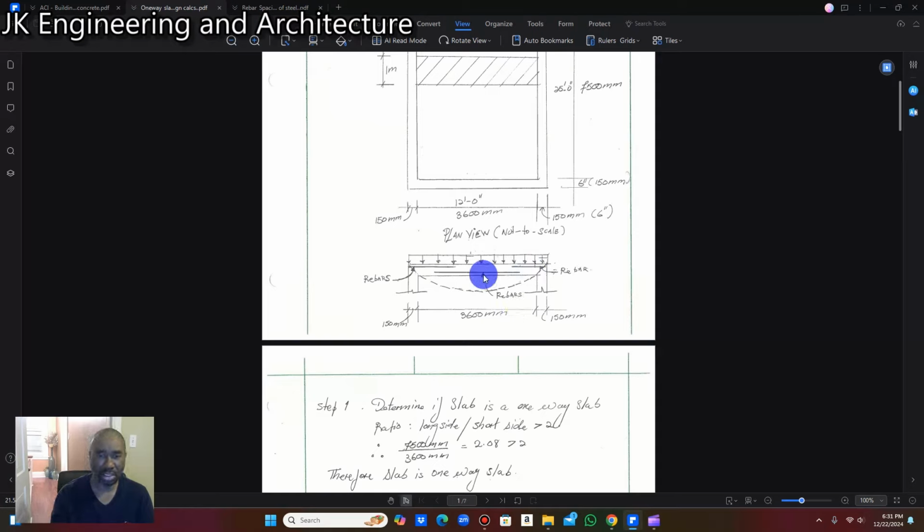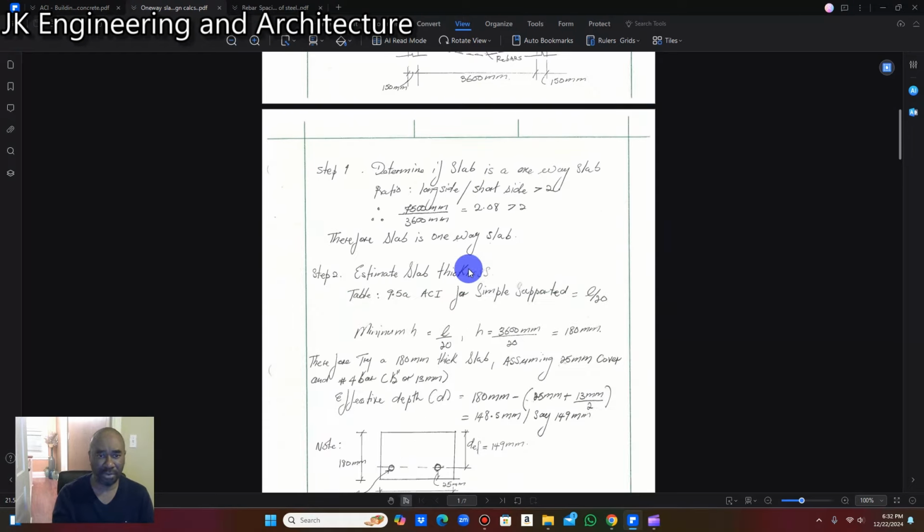When the uniform distributed load is spread over the slab, this is how it's going to behave. This arc line you see here, a sag, is how the slab tends to behave when it's undergoing a uniform distributed load. So we are going to design this slab, so please look at it very carefully.